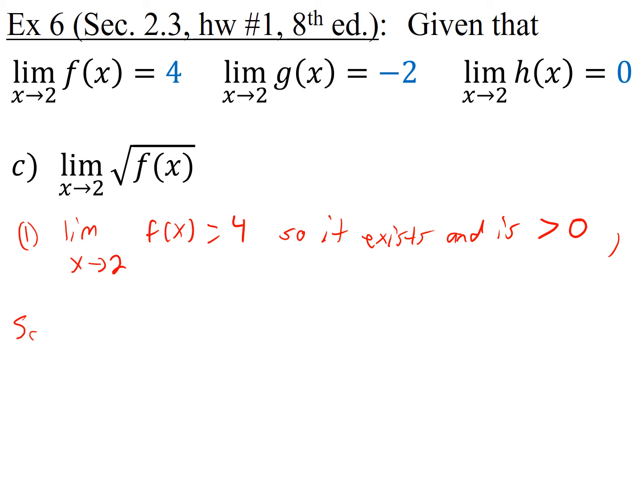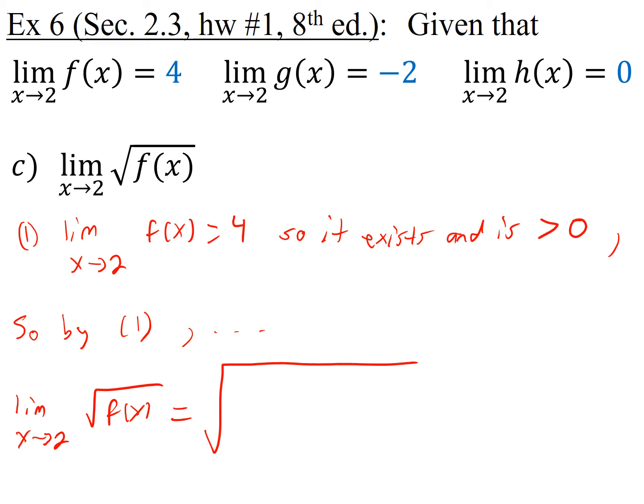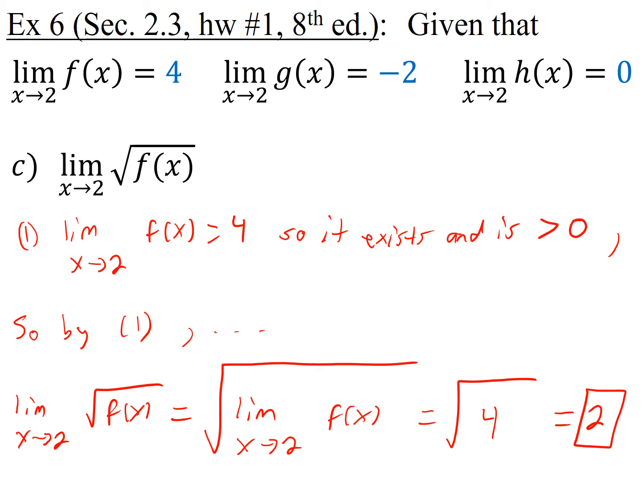Okay. So by the fact that the limit of the inside exists and is positive, we can do the problem now. Limit as x goes to 2 of square root of f of x. Again, you put the limit inside the root, so you put a root first, and the inside is going to be limit as x goes to 2 of f of x. And so we have square root of, what was the limit? 4. And so the answer is 2. Yeah, that's how that one goes.